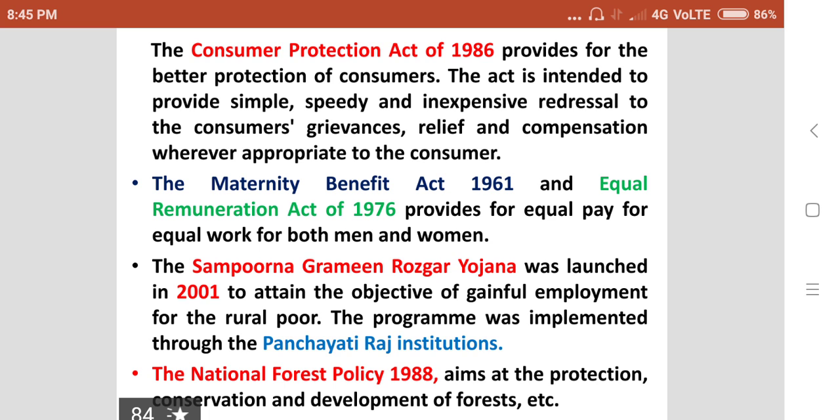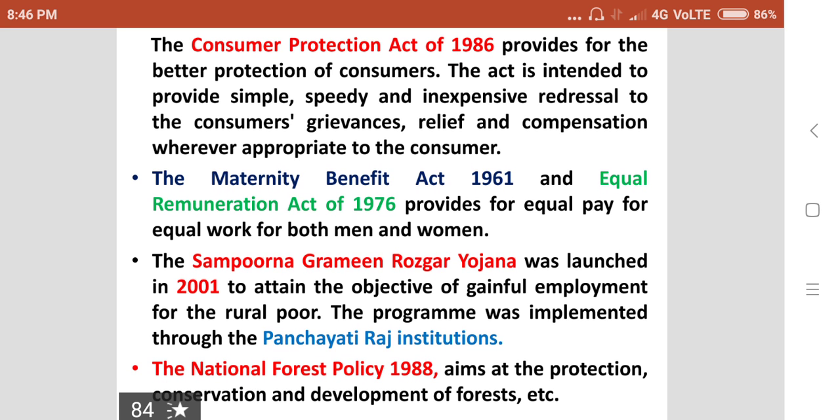The Act is intended to provide simple, speedy, and inexpensive redressal to the consumer's grievances, relief and compensation wherever appropriate to the consumer. The Maternity Benefit Act 1961 and the Equal Remuneration Act of 1976 provide for equal pay for equal work for both men and women.